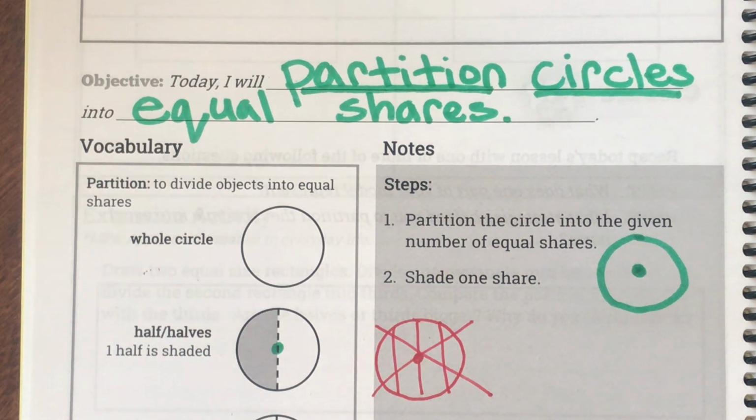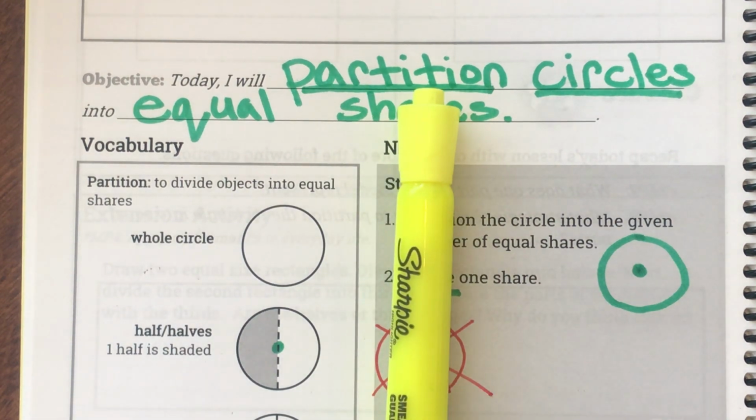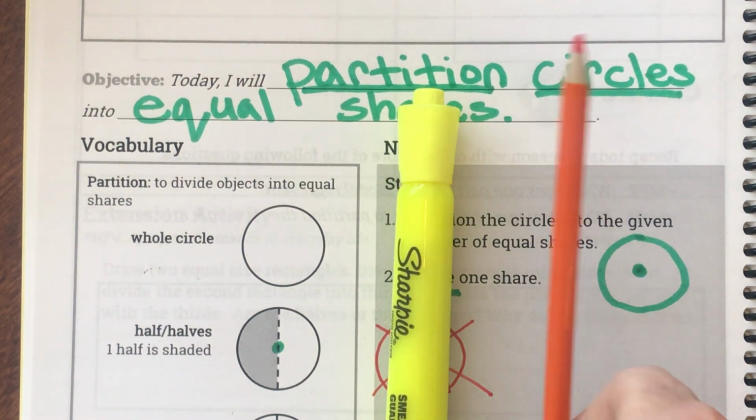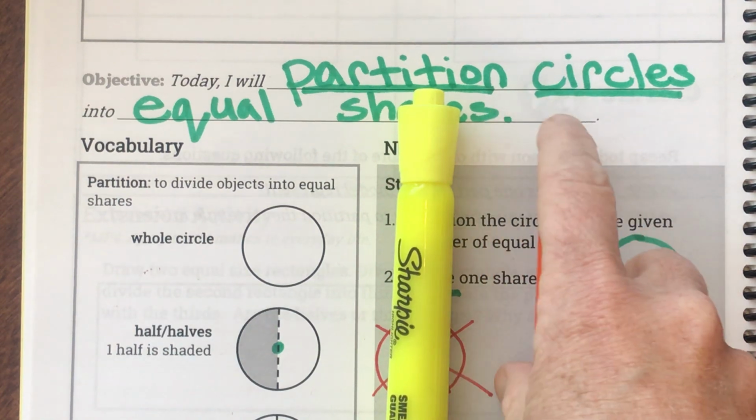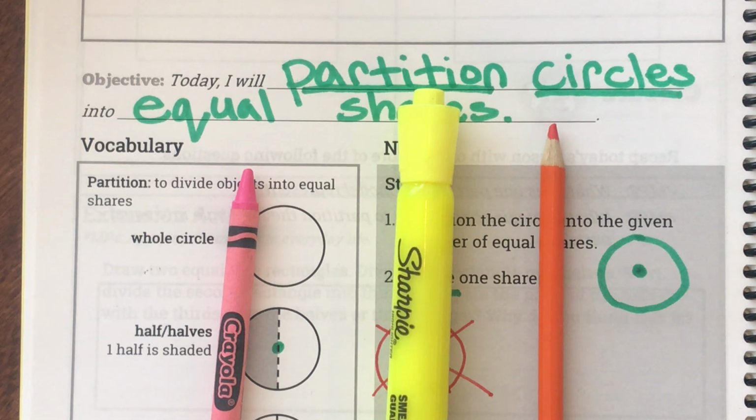Okay, since we're going to shade today, you might want to stop your video right now and go get something to shade with. So a good idea would be a highlighter if you have a highlighter, or maybe a light colored pencil, or maybe a light colored crayon. So those would be 3 good choices to shade with. So please stop your video, go grab something to shade with, and then come back.